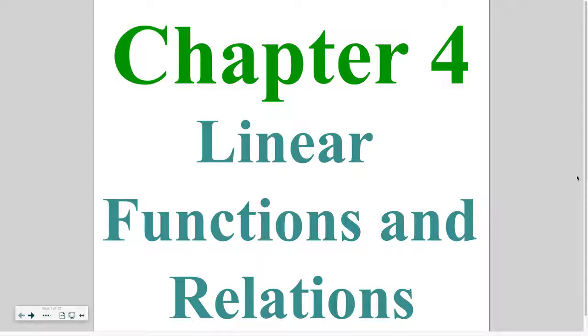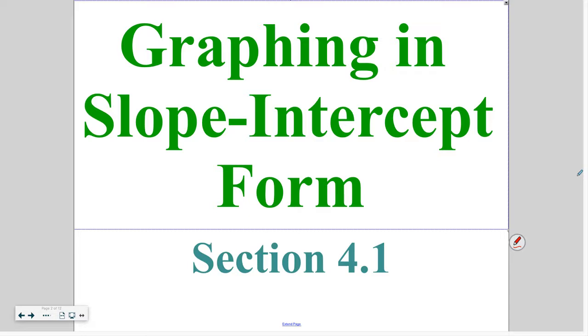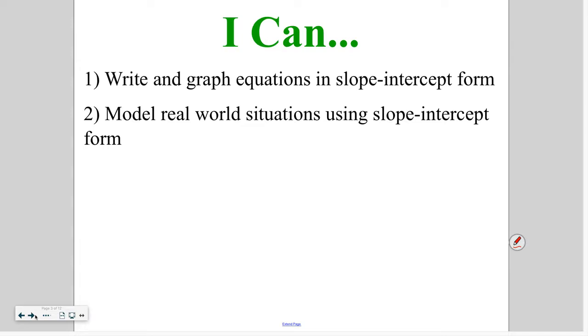Hello class, today we're going to start talking about chapter 4, which is looking at linear functions and relations. This first video is going to focus on section 4.1, which is graphing in slope-intercept form. By the end of today's lesson, you will be able to write and graph equations in slope-intercept form and use this idea to model real-world situations.